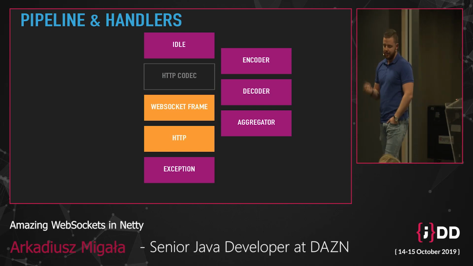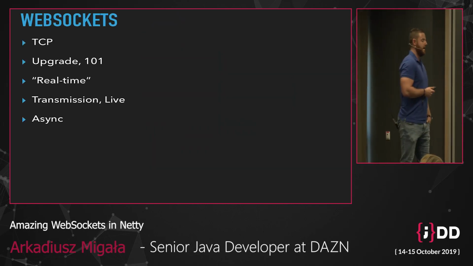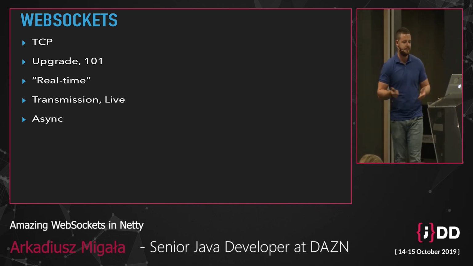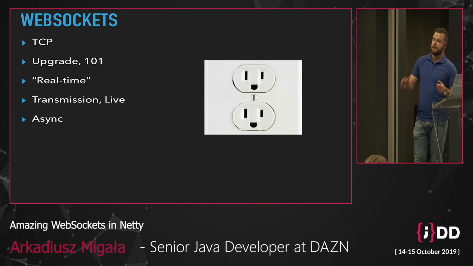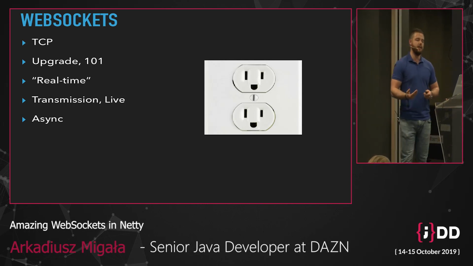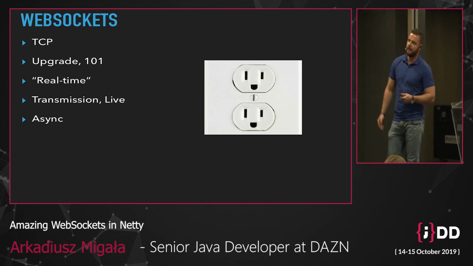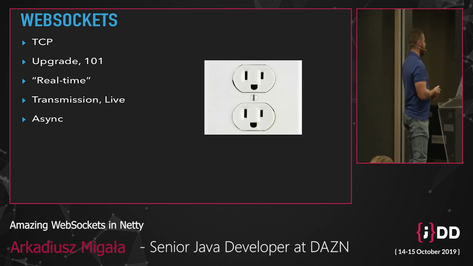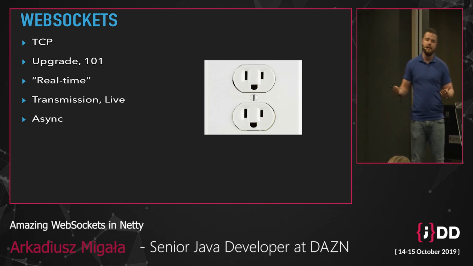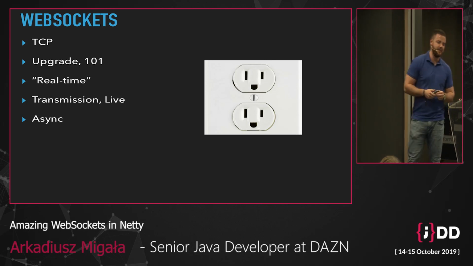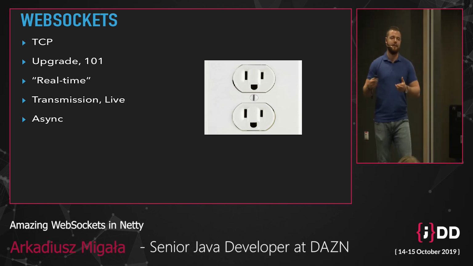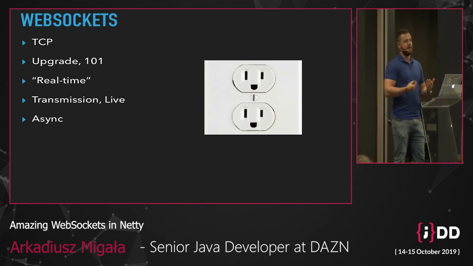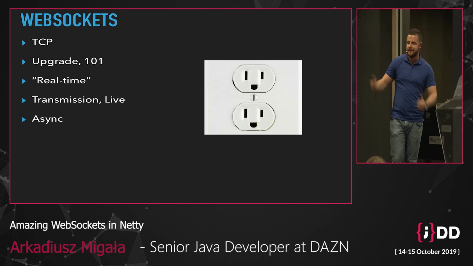So let's summarize what we know about WebSockets. Well, like HTTP, WebSockets are based on TCP. So this is a different kind of communication between client and server. To achieve that, you need to upgrade the connection to WebSocket, so there needs to be the HTTP 101 status, which means switching protocols. With that, you can achieve real-time communication between client and server. So you can, for example, transmit a live event. It's something like asynchronous communication between client and server. So that's the good stuff.